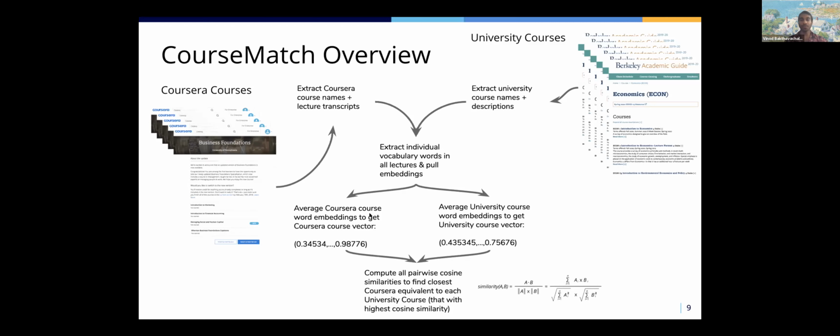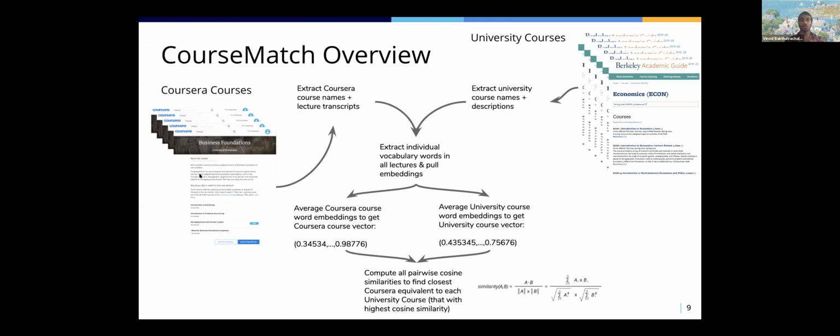And then what we have now is a list of Coursera courses and their embeddings, and a list of university courses and their embeddings. And then we can compute all pairwise similarities to identify which Coursera course is the closest equivalent to each university course using this cosine similarity measure that you can use for numerical vectors here. And so the great thing is it's pretty easy as we continually get new university courses from the partners we work with or from people who are interested in using the platform.